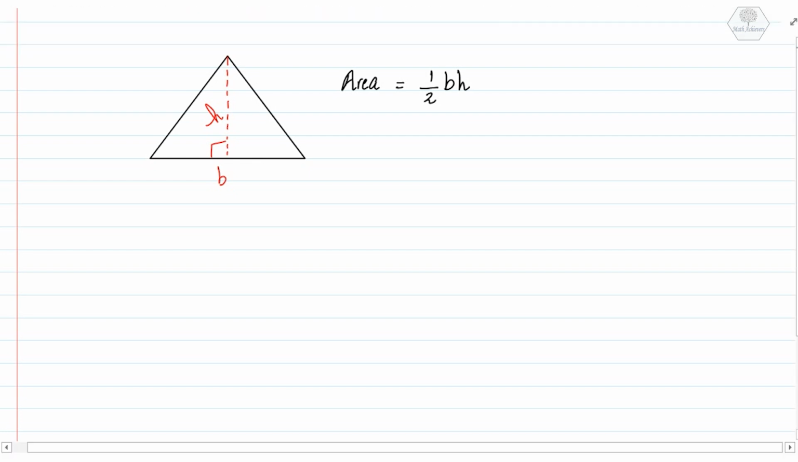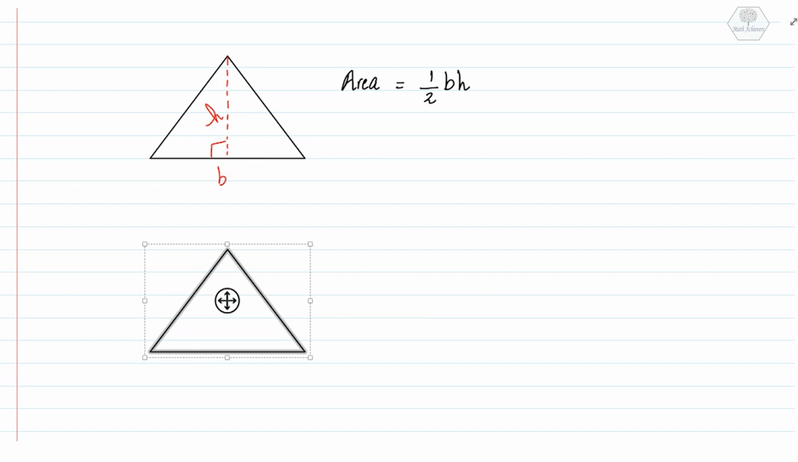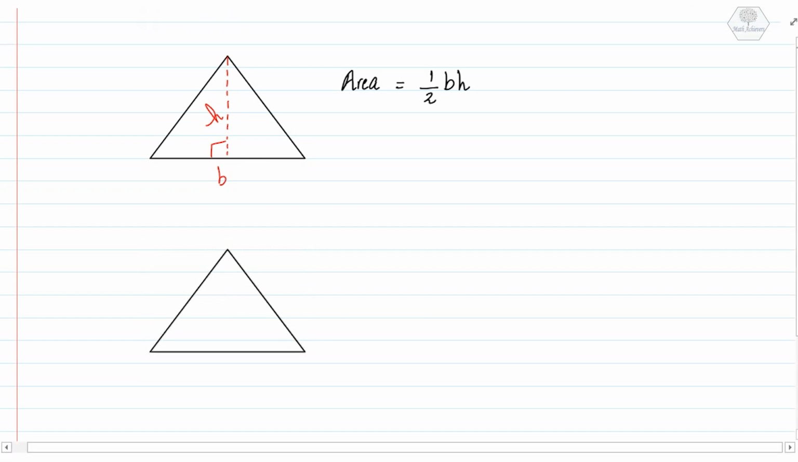If I don't know the perpendicular height, let's take this case. Here I don't know the perpendicular height, but I know this angle theta, and I know side A and side B. I know two sides, and I know the angle between them. So now the area of the triangle is equal to half times side A times side B times sine of the angle between them. This is my area. I hope it's clear how to find the area.